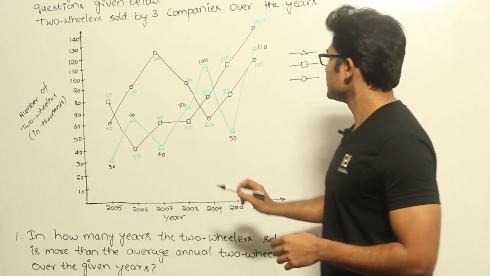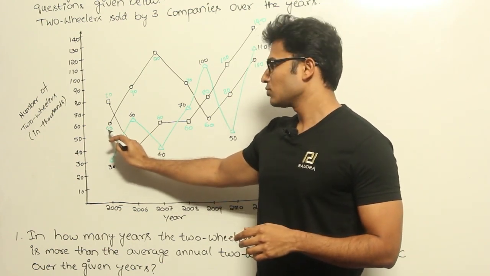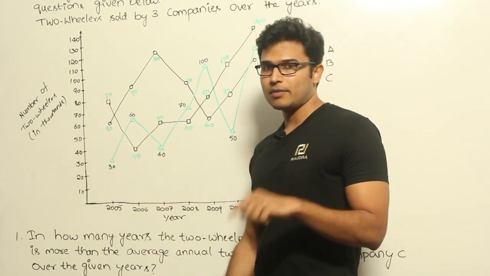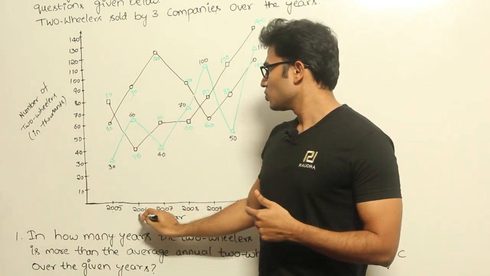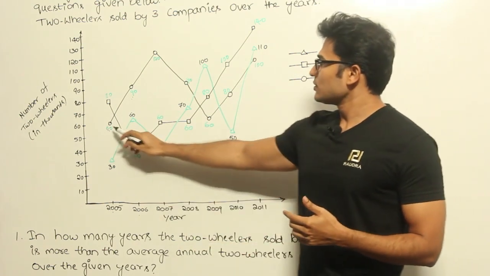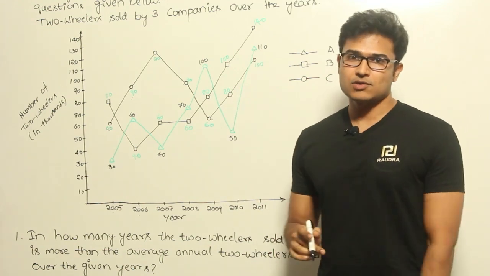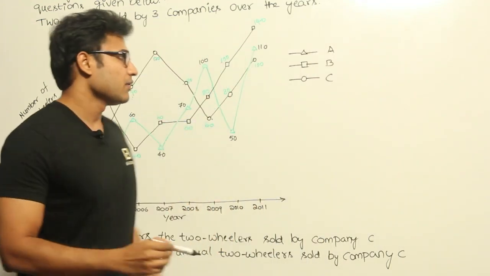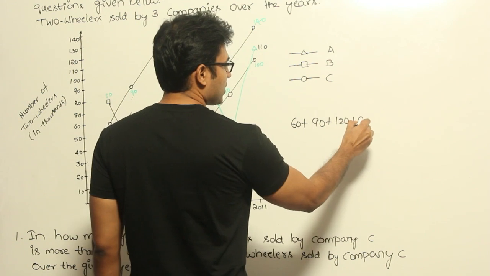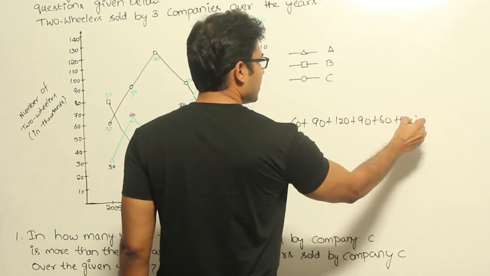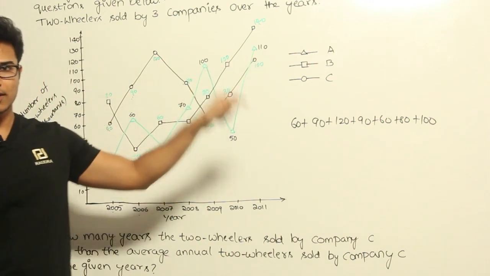Here, company C is represented by the circle. So 60,000 two-wheelers are sold in 2005 by company C, and 90,000 are sold in 2006. That is the meaning of it. So 60, 90, 120, 90, 60, 80 and 100. Now you have to find the average of all that. The values here, which I'm writing down, are 60, 90, 120, 90, 60, 80, 100, the points with circles on this line graph.